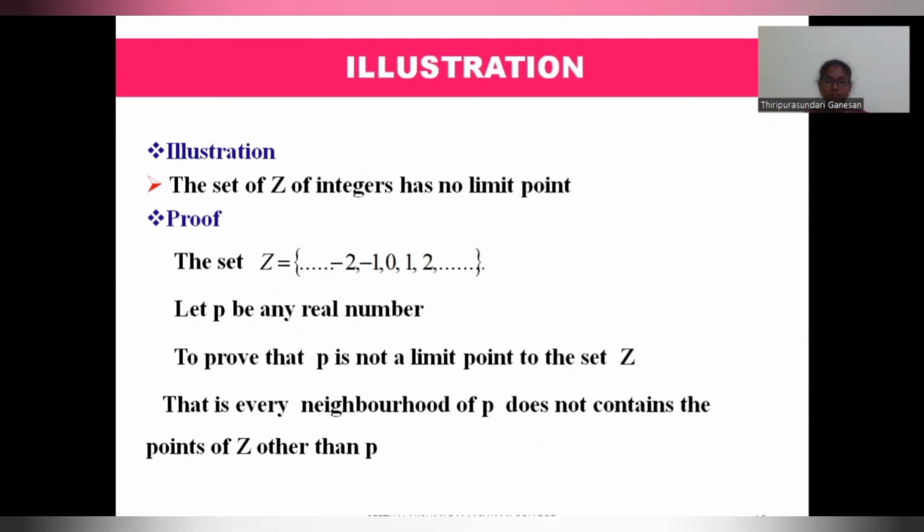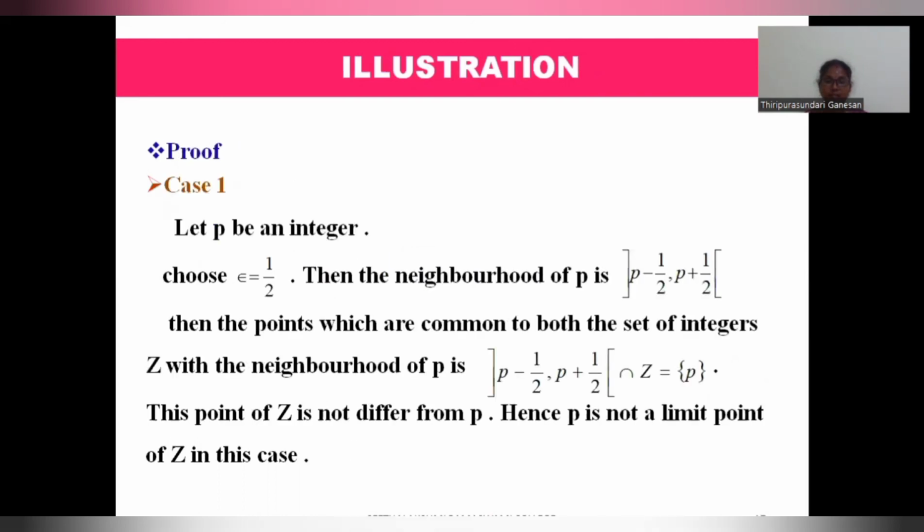The third example is the set of all integers, that is Z, has no limit point. In order to prove this, first we are going to take the collection of integers. Now select P to be any real number. We have to prove that P is not a limit point of the set Z. That is, some neighborhood of P does not contain points of Z other than P. In order to prove this, there arise two cases because we have chosen P to be any real number. That is, the real number can either be an integer or it may not be an integer.